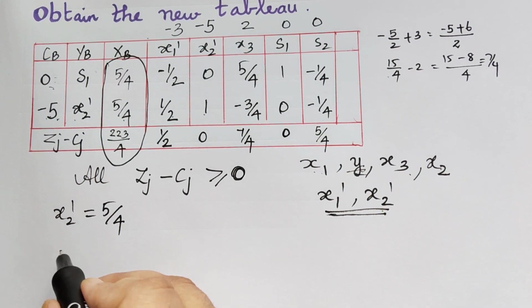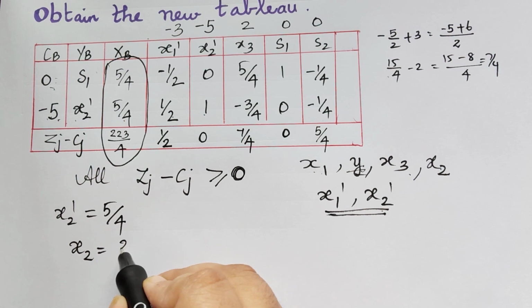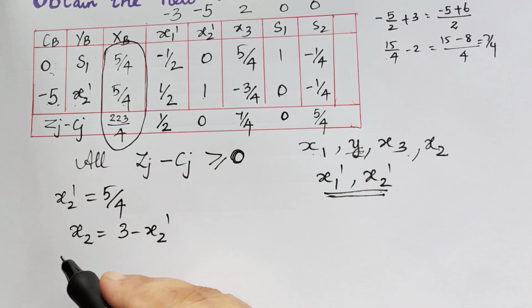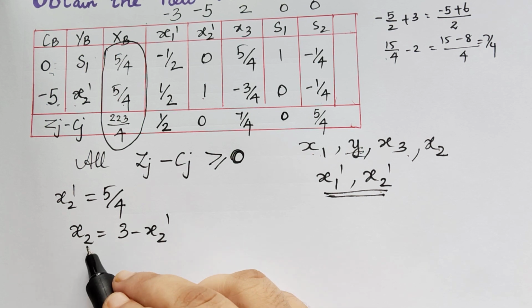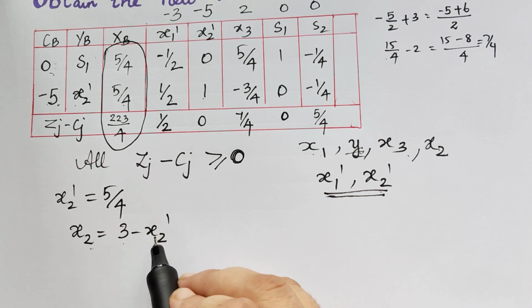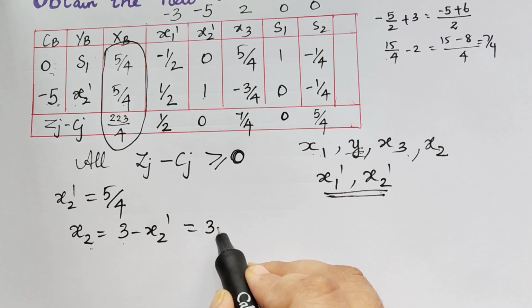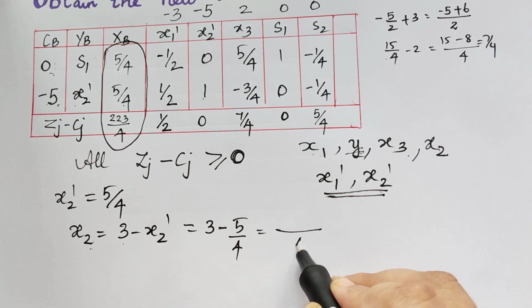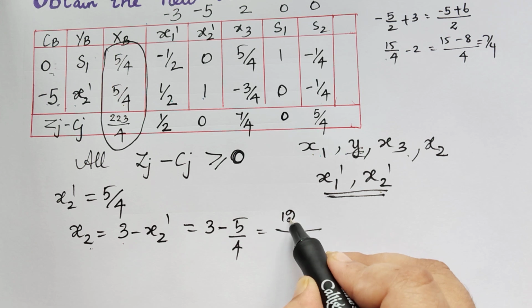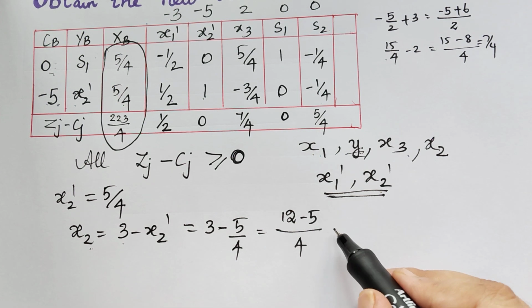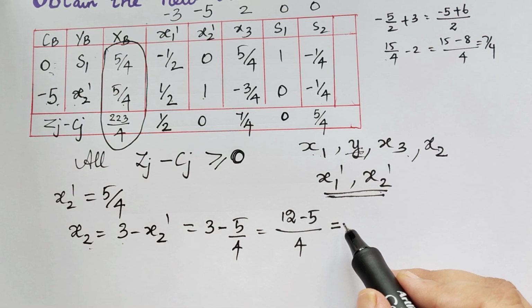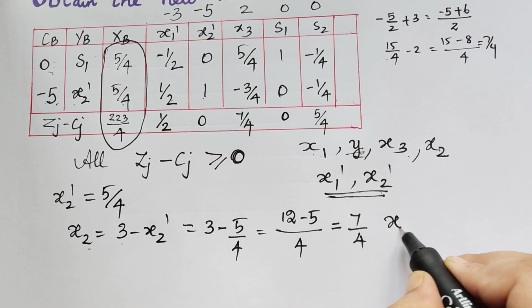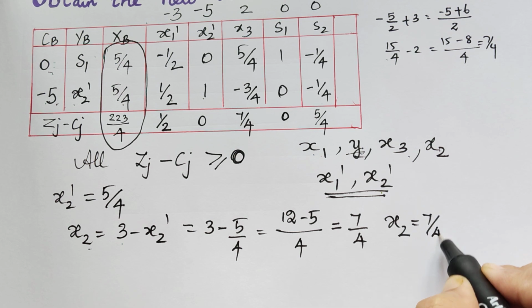If you see, we had x2 equal to 3 minus x2 dash. Please go through the problem previously, in the previous steps we have this updation. So from that I have taken x2 is equal to 3 minus x2 dash. So from this we will get 3 minus 5 by 4. And so the LCM is 4 over here. 4 3 times is 12. So 12 minus 5, which will be equal to 7 divided by 4. So therefore we have obtained the value of x2 to be equal to 7 by 4.